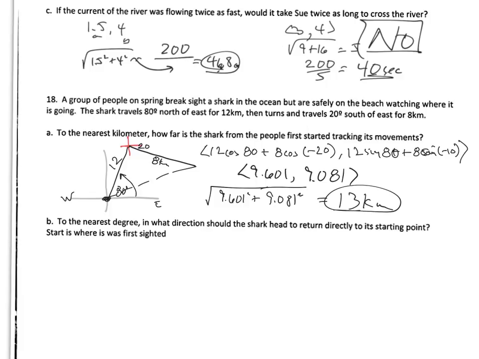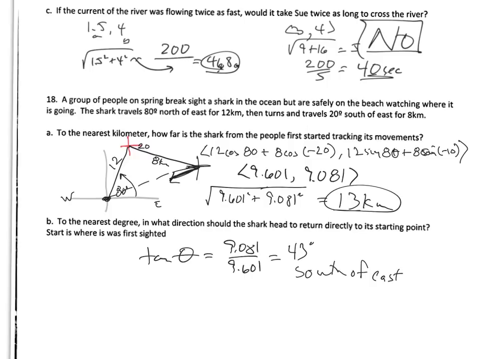Then to find the angle, it's b over a, so the tangent of our angle is going to be 9.081 over 9.601. We're going to leave this as a positive angle because we know that the direction is just a little bit south of east. So we're not really expressing this as an angle from 0, and it works out to be 43 degrees to the nearest degree, and it is south of east.